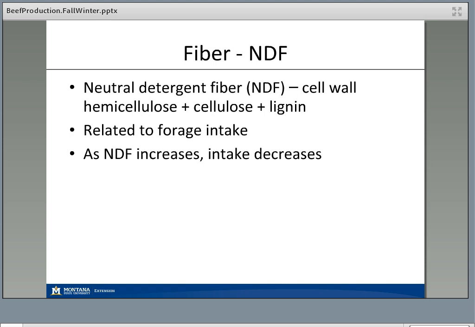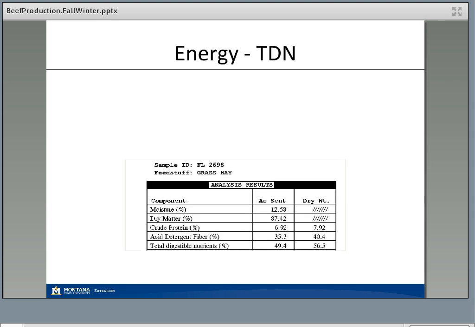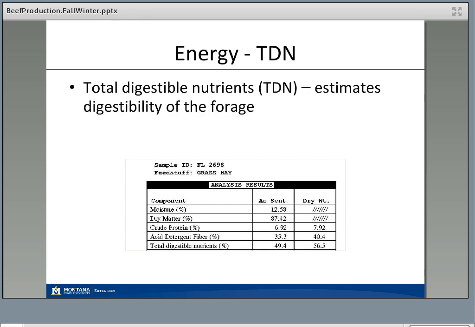Now energy can be measured in a variety of ways. We've talked a little bit about TDN in this webinar series thus far, and talking about total digestible nutrients as a measure of energy. And so as the name implies, it does estimate the digestibility of the forage. And so you can see down here on the bottom, we have TDN value of about 56.5 on a dry matter basis for this particular grass hay. And so yes, the higher the TDN value, the more energy is available to the animal because the digestibility of the forage is increased.